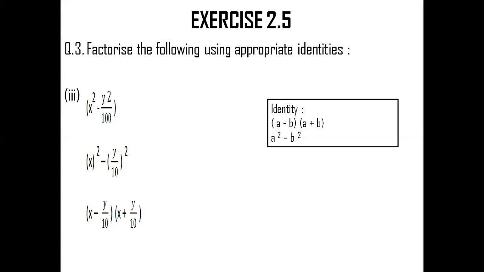Which identity does it resemble? It resembles a square minus b square. What is a square minus b square? It is (a minus b) into (a plus b). That is (x minus y upon 10) into (x plus y upon 10). I hope the solution to this third question is clear to everyone.